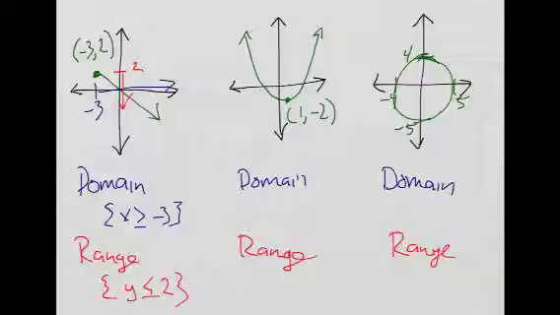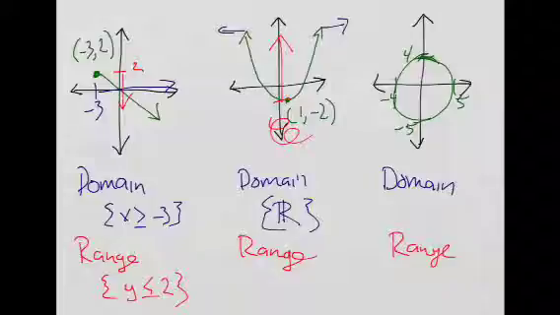We look at this next one. When we're looking at our domain, it's going to the left forever. It's going to the right forever. I can still have any real number for an input value on this graph. But when I look at the range, it gets down to -2, and it goes up from there, but it never goes below negative 2. So again, my range, I'm going to say my y has to be greater than or equal to negative 2.